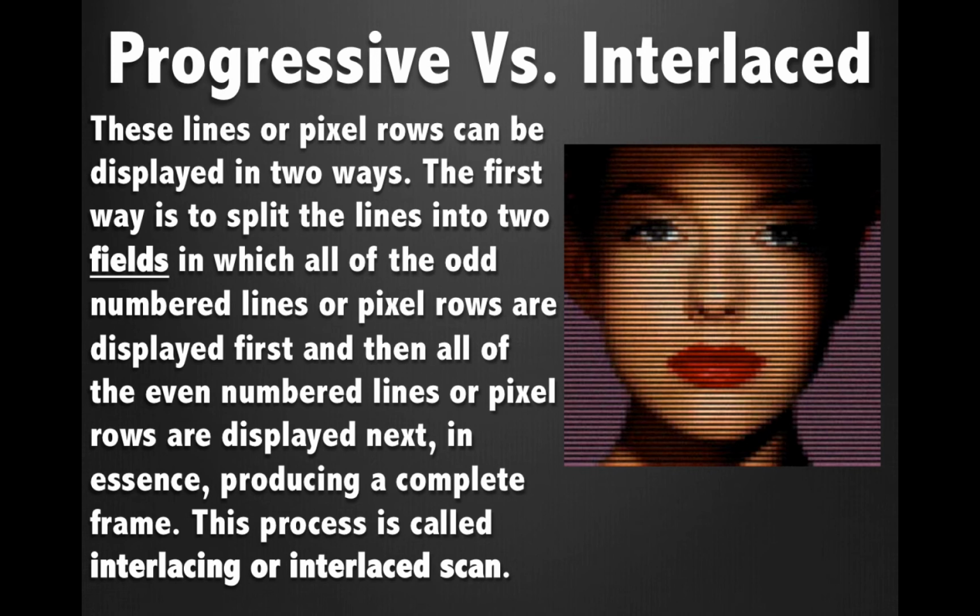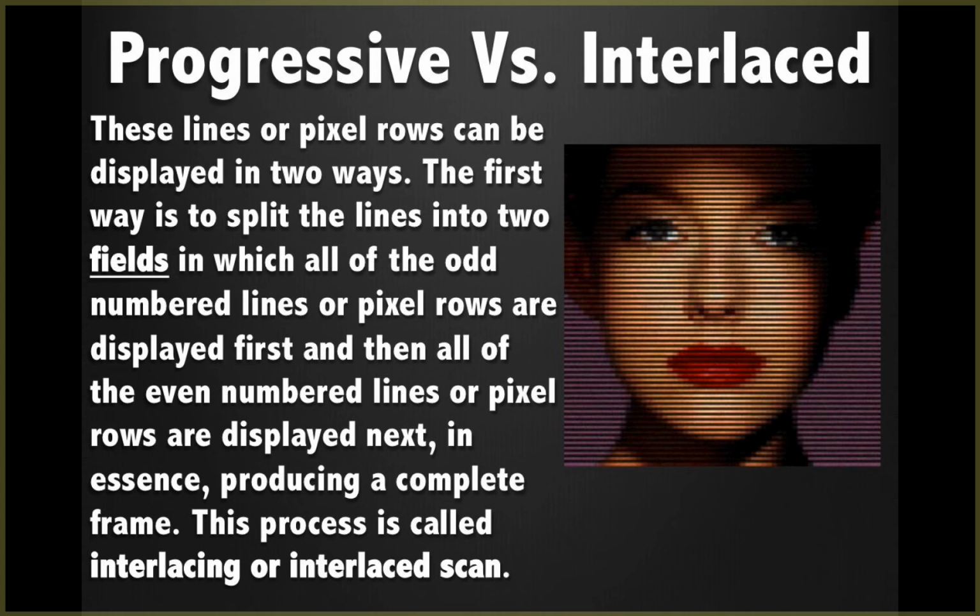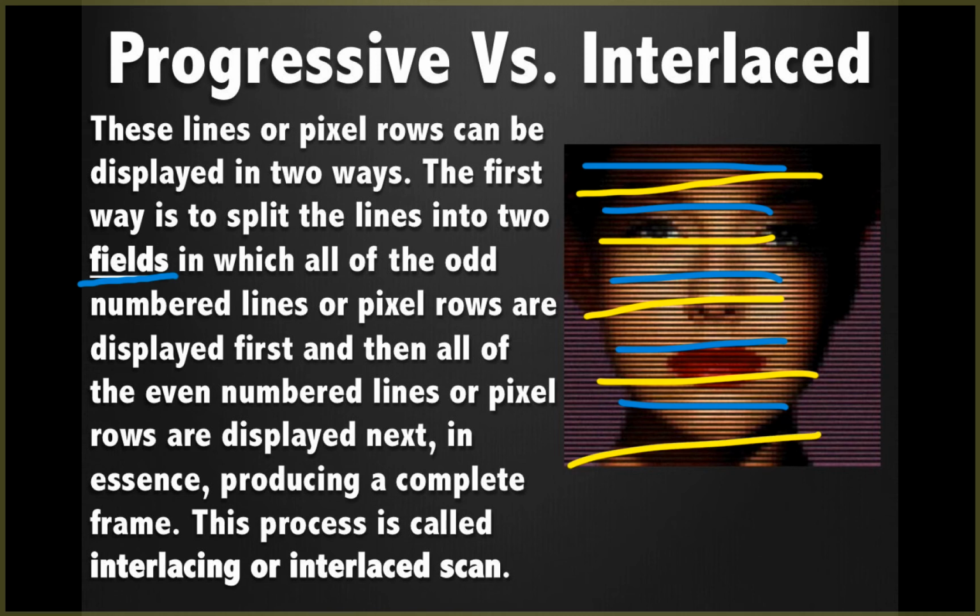The first way is to split the lines into two fields, and they are called fields, in which all of the odd numbered lines, or pixel rows, depending on how you want to call them, will be displayed first, and then all of the even numbered lines or pixel rows will be displayed next. In essence, they're producing a complete frame. This is called interlacing. So what they're doing is they're putting every other line of the image on first, and then they're putting the other lines in right behind them.